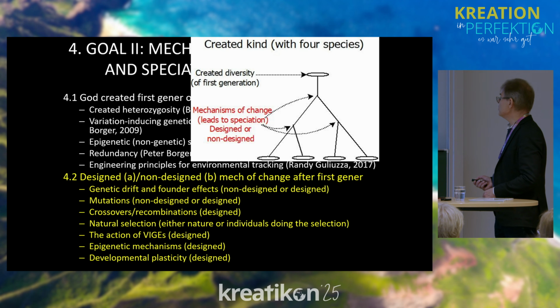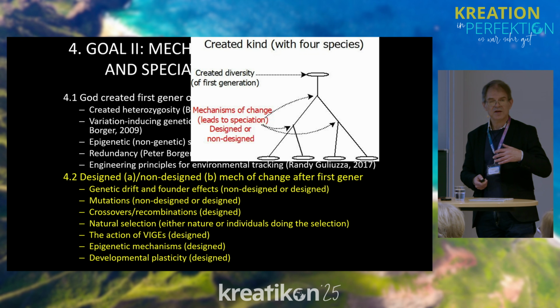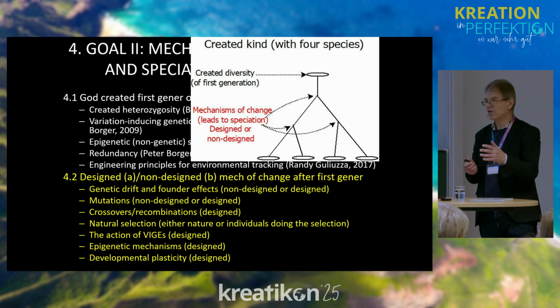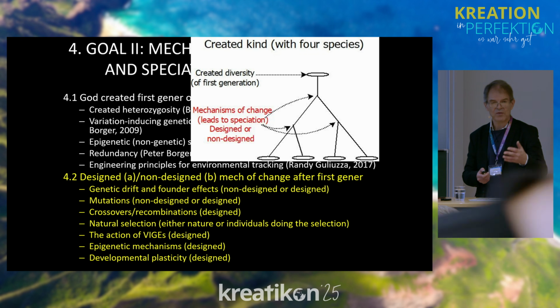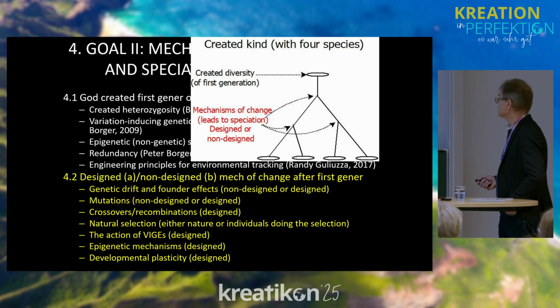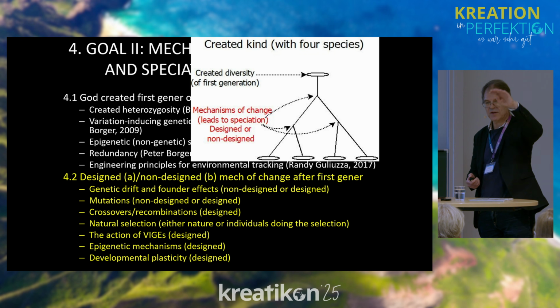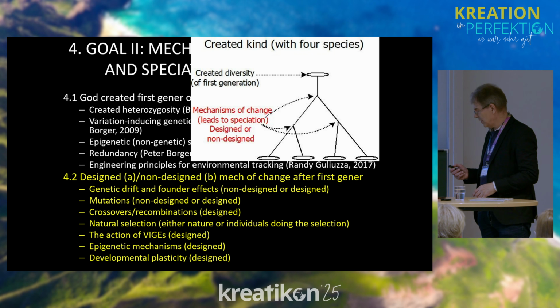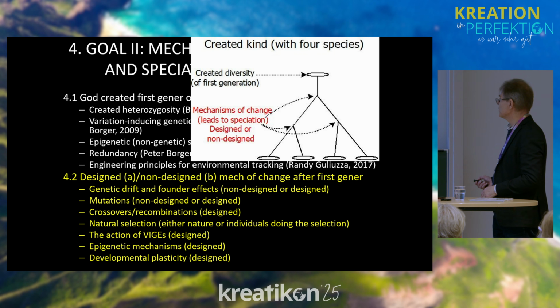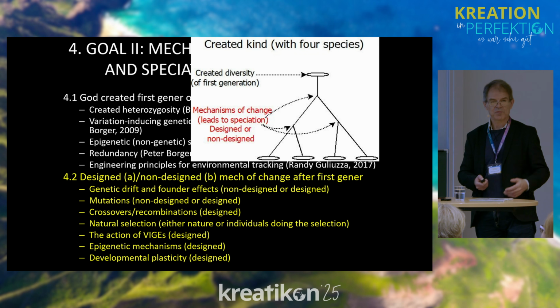And mutations, we usually think of them as non-design, they are copying errors. But there could be some designed mutations. For instance, in the human immune system, we need lots of genetic diversity, and some of those mutations can be designed, actually. Then we have crossovers. For two-sex organisms, we get half of our DNA from the mother and half from the father, and crossovers are points of switches between grandmaternal and grandpaternal inheritance. And that's part of God's design, because he wants more variation in the offspring.